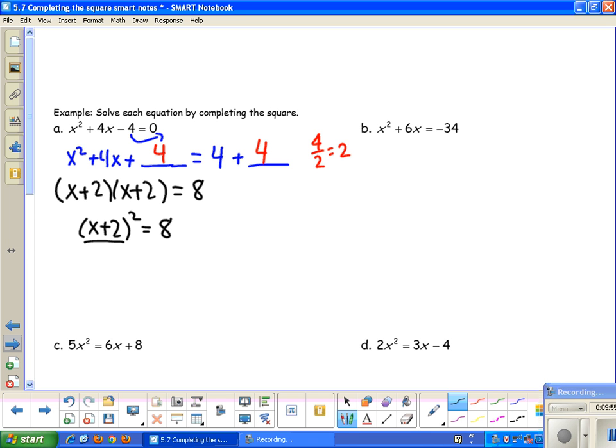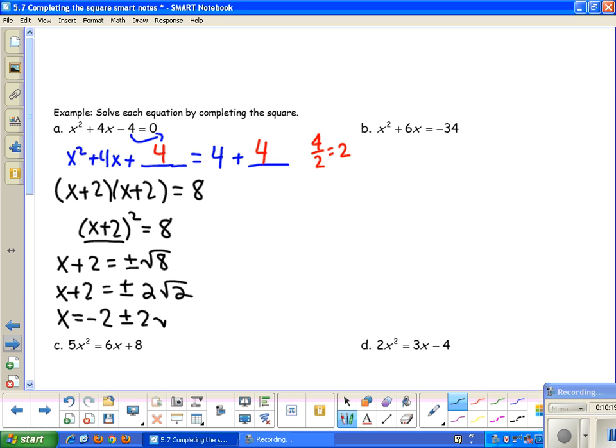Don't forget when you're getting rid of an even power, you need to do the plus or minus. So this would be x plus 2 equals plus or minus the square root of 8. The square root of 8 reduces, so x plus 2 equals plus or minus 2 root 2. And then, of course, I want to solve for x. So when I solve for x, I get x equals, take the 2 to the other side by subtracting it. So negative 2 plus or minus 2 root 2. These are my solutions for my equation.